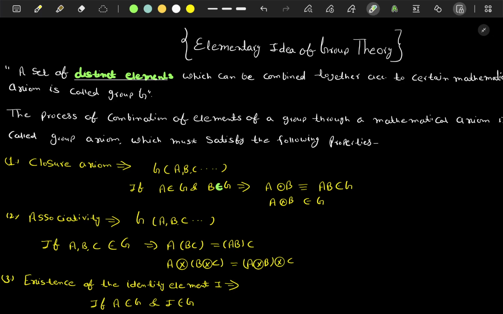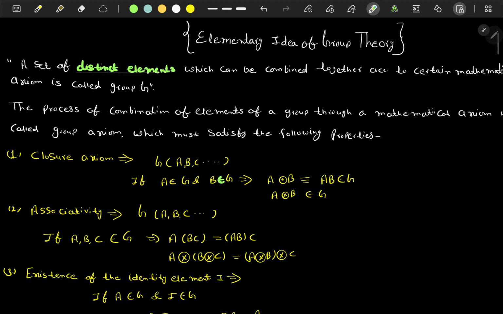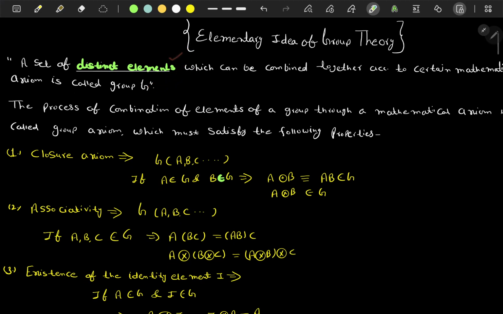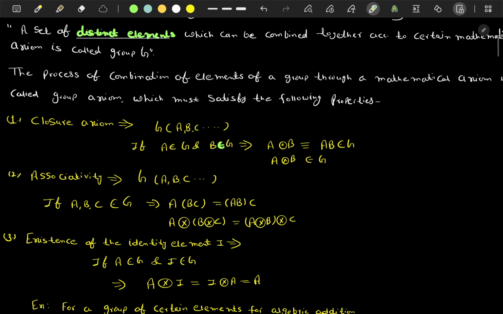So, what is a set? First of all, we have studied sets in our 12th mathematics, but here we will revise the concept. So what is a set? A set is a set of distinct elements which can be combined together according to certain mathematical axioms. So there are certain mathematical axioms under which a set can be defined. First of all, the elements must be distinct and they must obey the mathematical condition defined for them. The process of combination of elements of a group through a mathematical axiom is called a group axiom.